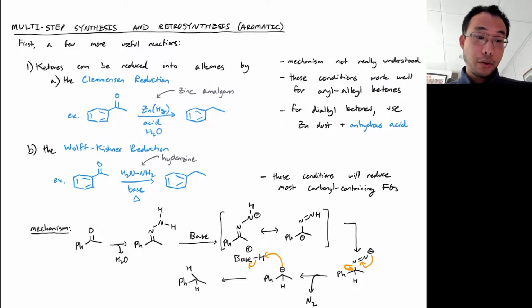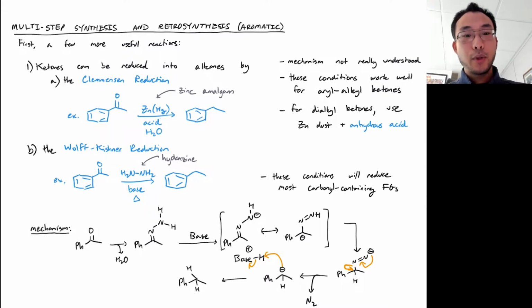So again, these are two different ways of reducing a ketone into an alkane. The reason this reaction is pretty important for people thinking about aromatic chemistry is that it's relatively easy to make aryl ketones by doing Friedel-Crafts acylation. And if you recall, Friedel-Crafts alkylation was not a good reaction because it was hard to control. So the way to put an alkyl group onto an aromatic ring is to actually first do a Friedel-Crafts acylation and then do either a Clemmensen or Wolff-Kishner reduction to get to the alkane.